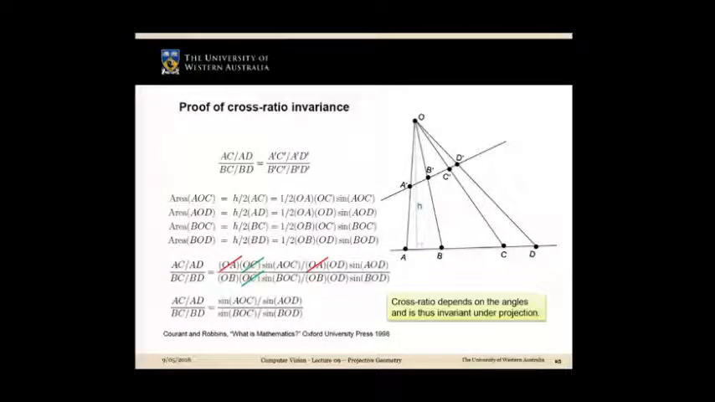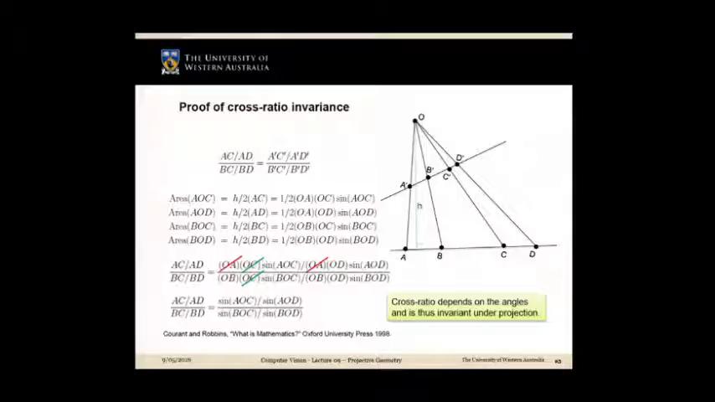And if you substitute all these values in the equation, you will see that some of the terms will cancel out. Let's say the OA will cancel out, and OC will cancel out with the next term. Similarly, your OB will cancel out with OB, OD will cancel out with OD, and you will just be left with sine of the angles.